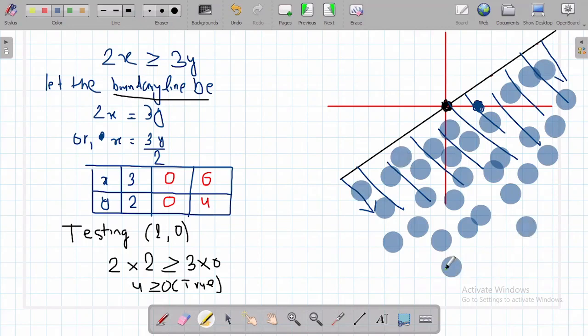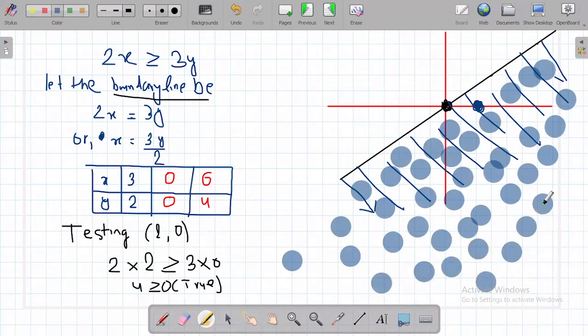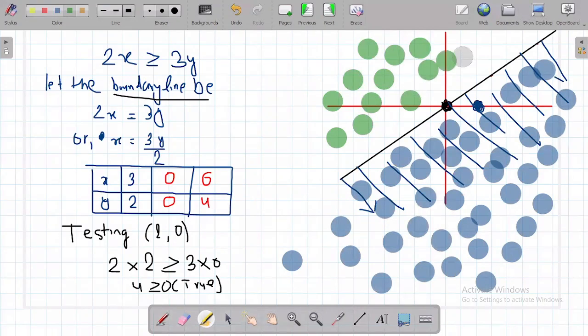Okay, whatever point you take, if you take all these points, it will be true. But if you take this point, this green point, it will be false.